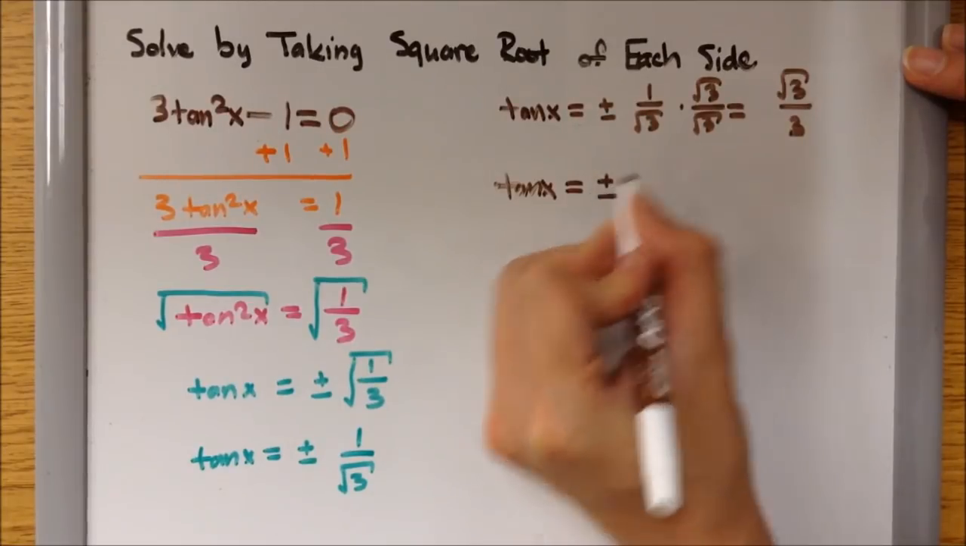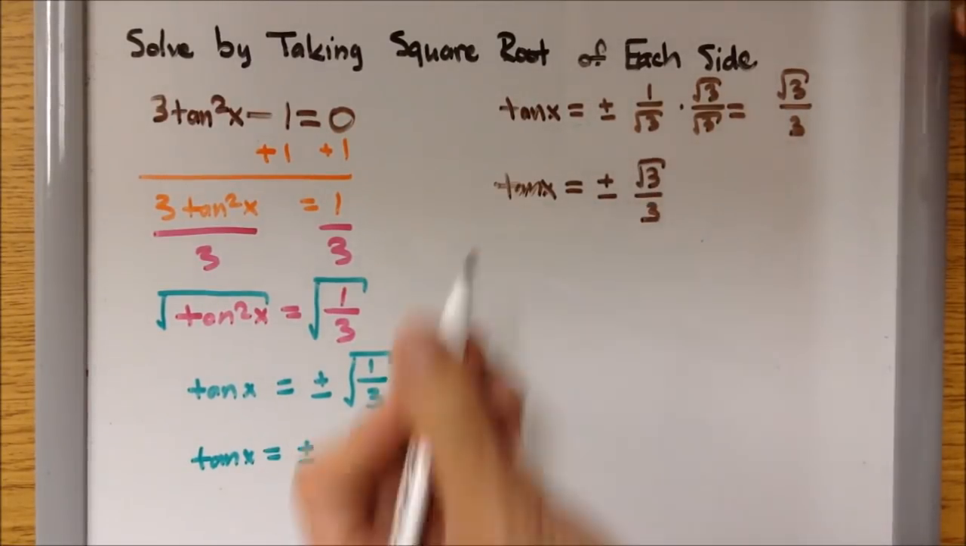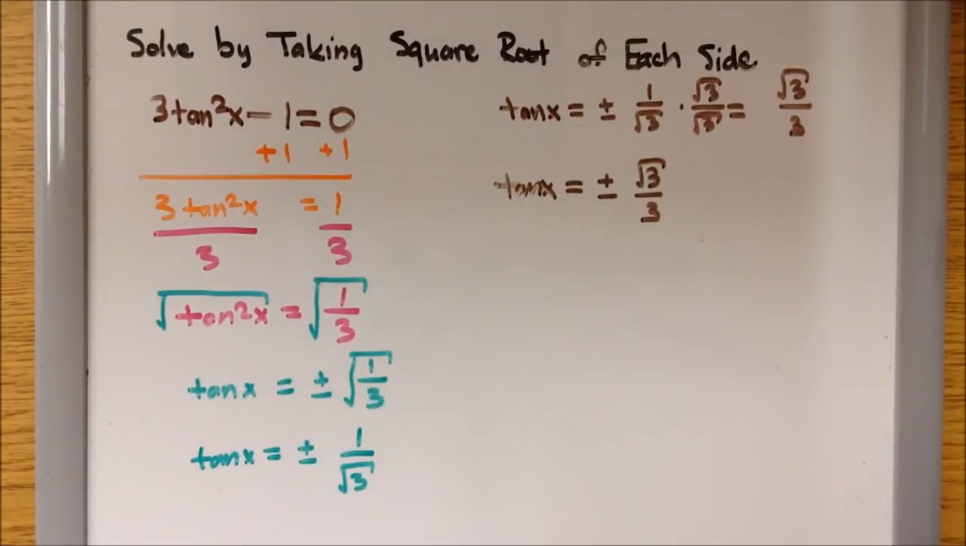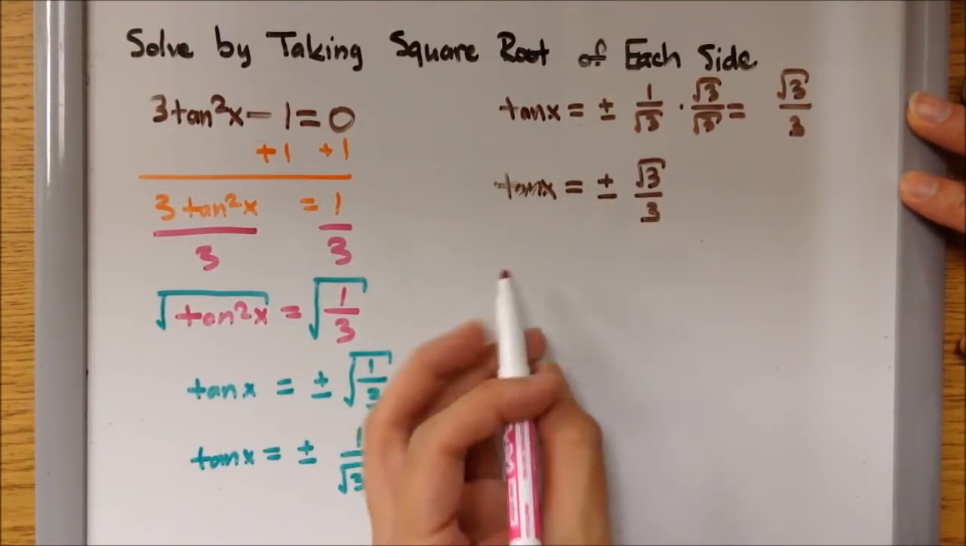So positive and negative square root of 3 over 3. Alright, now here's the problem we have with the unit circle. The unit circle only gives us sine and cosine. So how do we find tangent? Well, as we recall from 5.1 trigonometric identities, the only one that applies to tangent, sine, and cosine is the quotient identity.